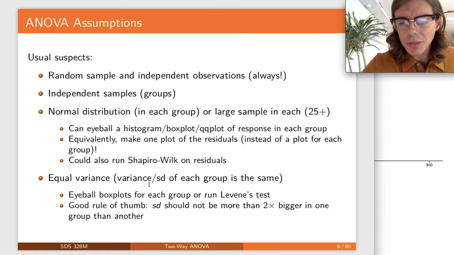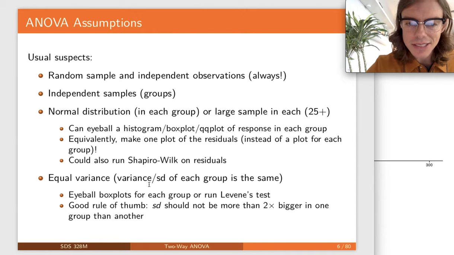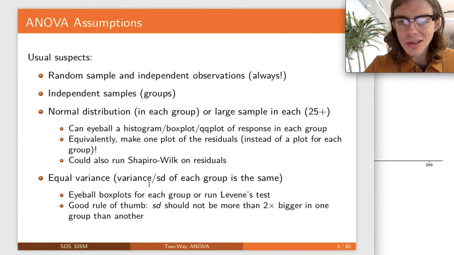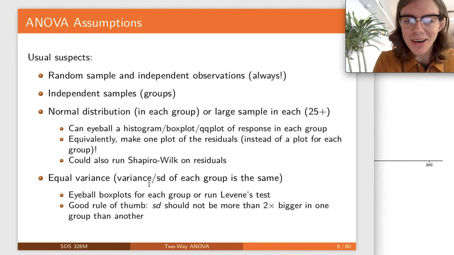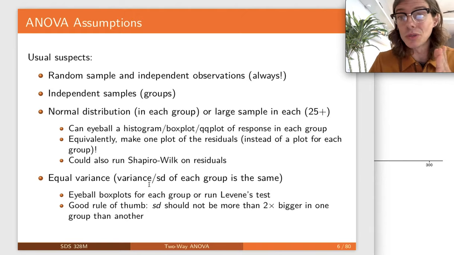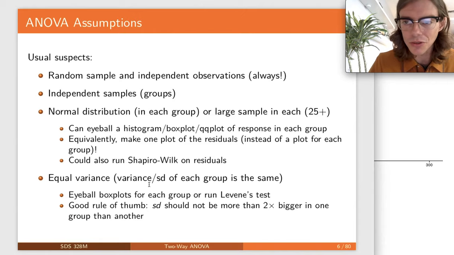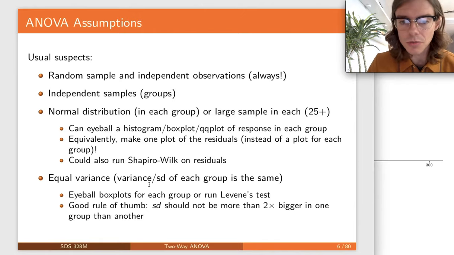You can also use a rule of thumb that says the standard deviation in one group shouldn't be twice as big as the standard deviation in another group. There's a bunch of rules of thumb, right? Any of those will be fine. Levene's test is probably the easiest to run, and it gives you a nice hypothesis test that lets you just move on with your life. So that's however you want to do it. Whatever your professor prefers, do that, right?